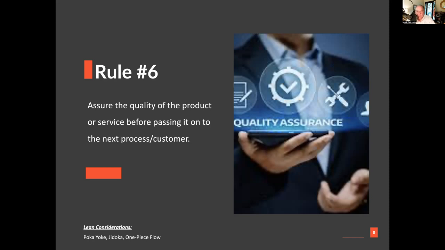But assuring the quality, this is rule number 6, before you pass it on. You've got to do that on a priority basis, though. You can't do it just on everything. You've got to really think about where it is most needed and work on those first, right? And again, this is not as easy to do as it sounds. I think you probably know that if you ever tried to do this.